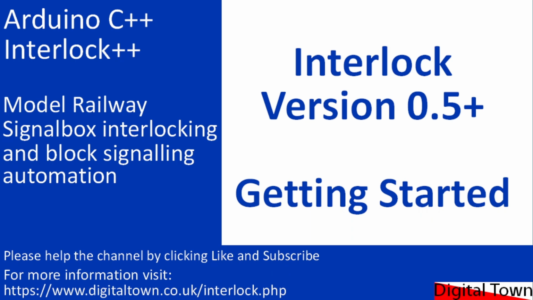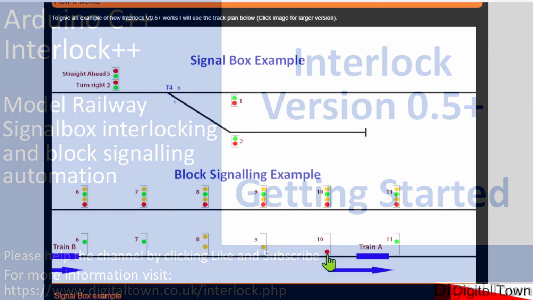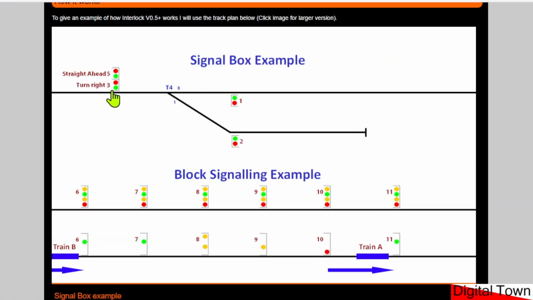Now this is a model railway Signalbox interlocking system, but from version 0.5 onwards it's now got block signaling automation added. So let's have a look at what is going on. In the original version, the idea was to build an interlocking system that would prevent you from setting signals or points, turnouts in the wrong direction.